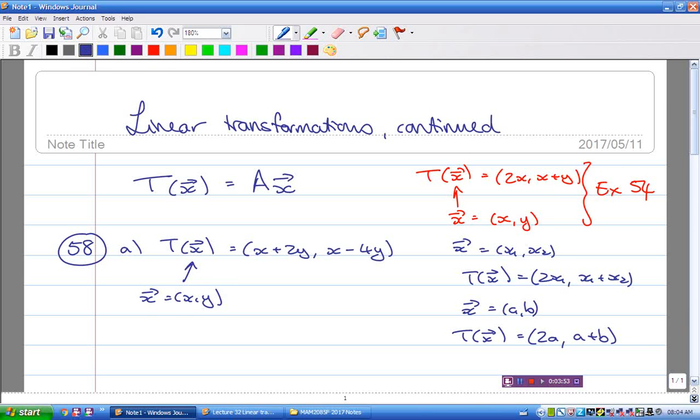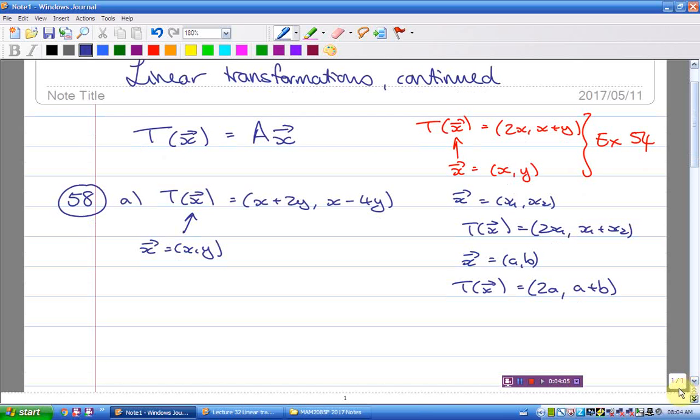All right, so that is a linear transformation. We could prove it, but not going to. We have been told, we actually haven't been told that they're linear, but they are linear, and we can represent them in matrix form. So what's happening here is we're putting in a vector that has components x and y, and we're getting out a new vector where the new first component is the old first component plus 2 times the second component, and the new second component is the old first component minus 4 times the old second component. Okay, so we're putting in a vector and we're getting out a new vector.